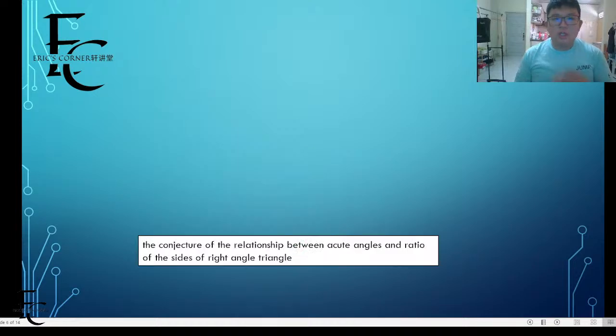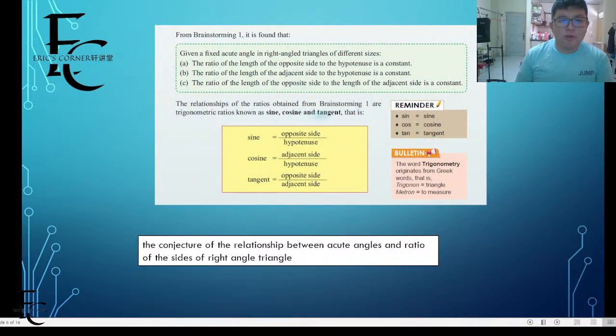So the conjecture of the relationship between the acute angles and the ratio of the sides of the right angle triangle. As we know, sine is the ratio between the opposite side and the hypotenuse. Cosine is the adjacent side over the hypotenuse, and tangent will be the opposite side over the adjacent side.